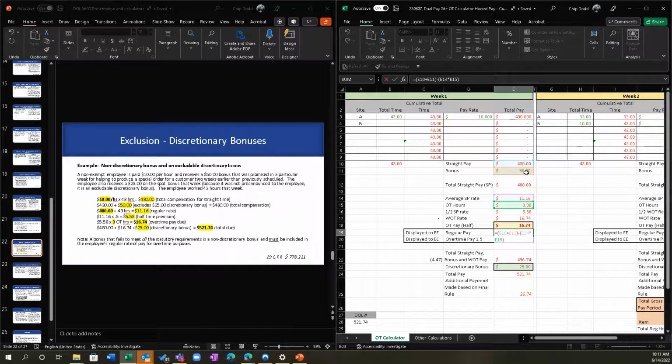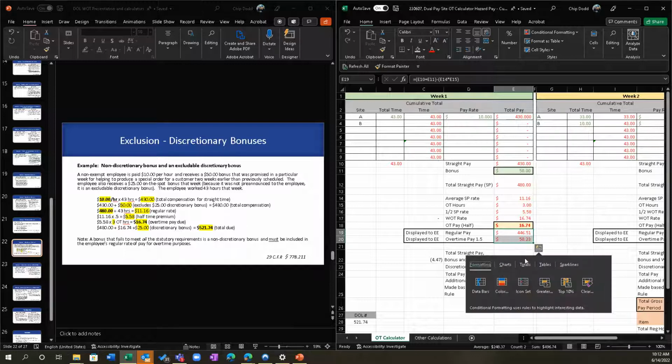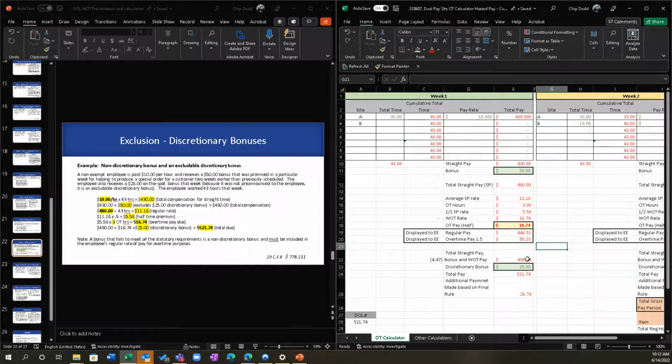And then the overtime pay, you can see how I came up with that. Their average pay rate times the 3 hours, times the 1.5. So if you notice, these two numbers here equal the 496.74, which is the same 496.74 here prior to the discretionary bonus being added on to get to the 521.